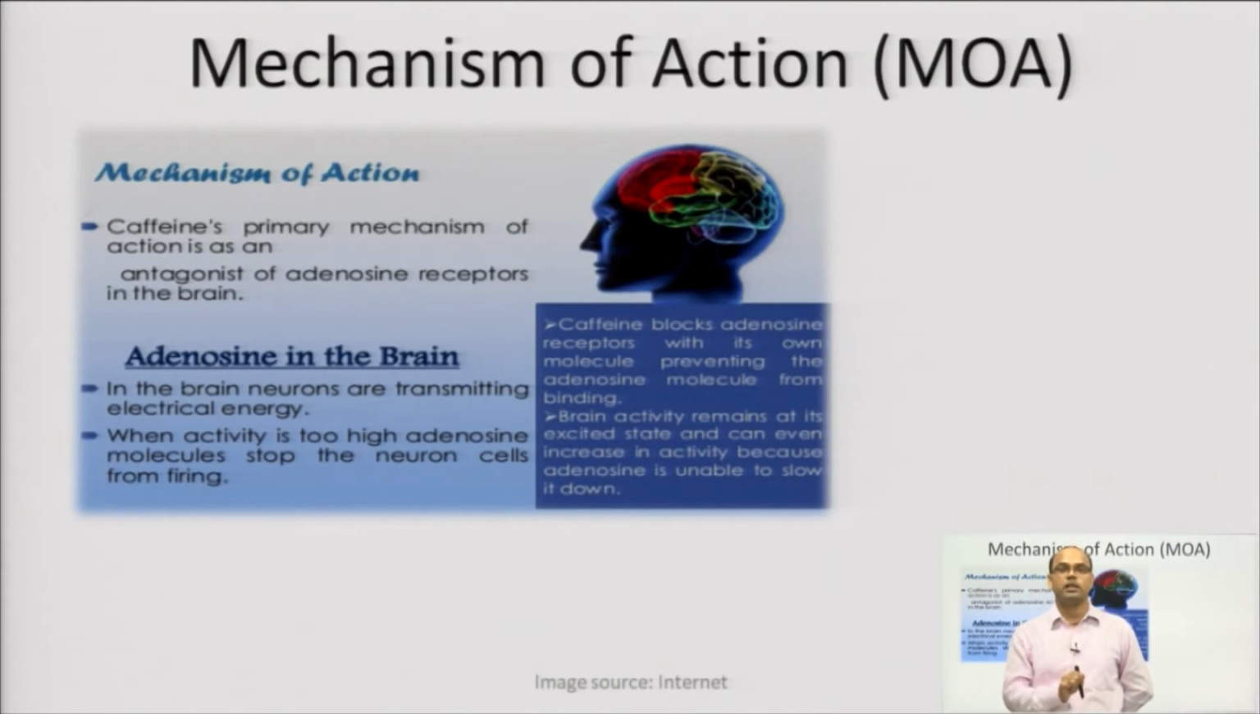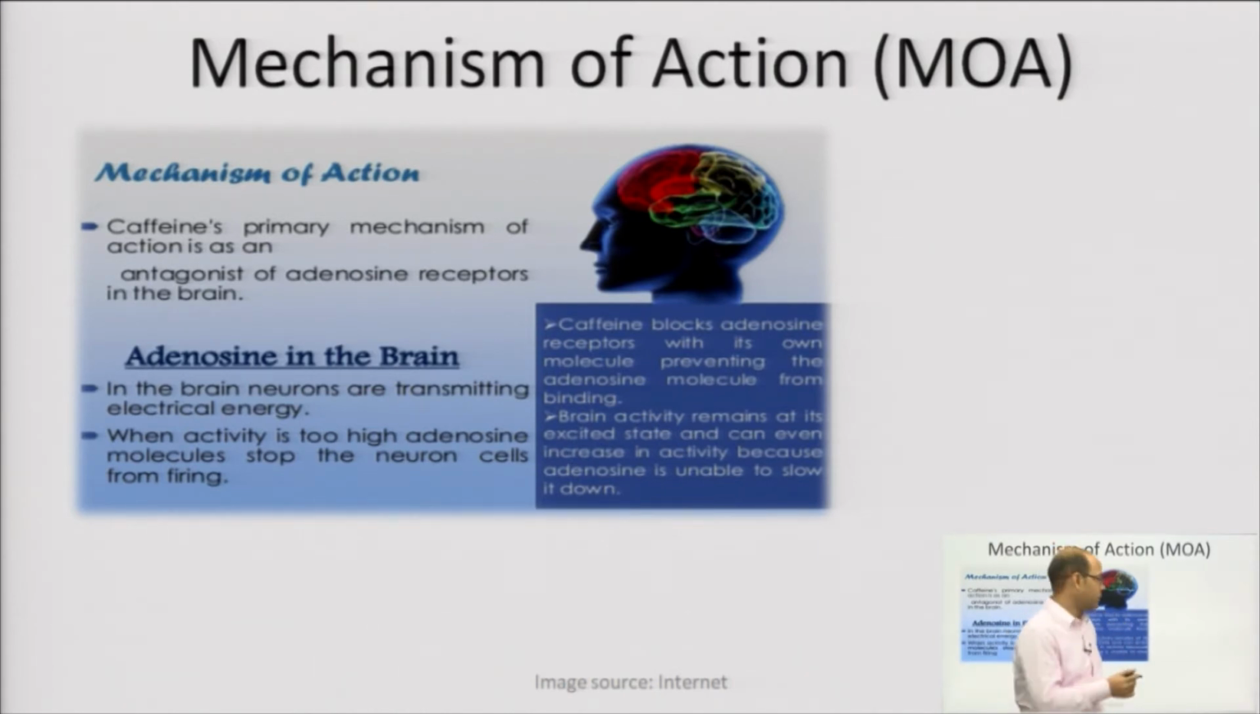So, the mechanism of action of caffeine: when you work, you get exhausted, and there is a secretion of adenosine in the brain. Adenosine is a neurotransmitter which is released into the body when you are in stress or overworked. So the primary mechanism of caffeine action is antagonism of this adenosine on the adenosine receptor.